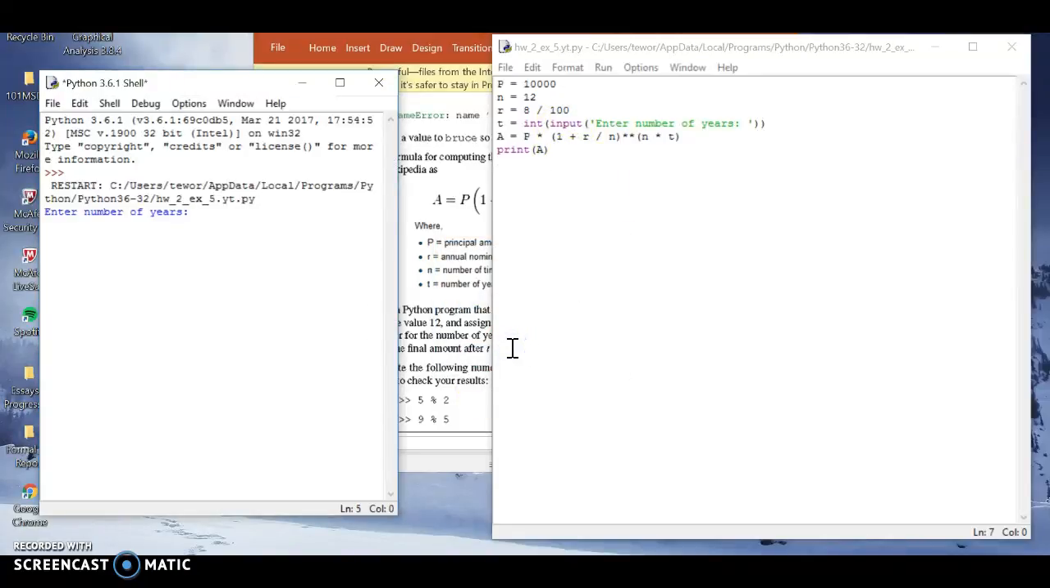So, done. Enter number of years. You can use any number. I'm just going to go ahead and put a 6. And that's it. So the user put 6, and the program used 6 in the equation and calculated it. And this is the amount that we have. And that's all, folks.